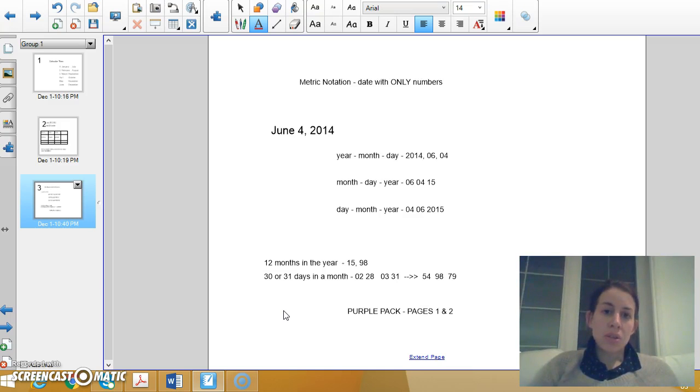Also make sure you note that sometimes the instructions say use words and numbers. That's when you would use the words for the name of the month. And sometimes it says just use metric notation. That's when you would just use numbers.